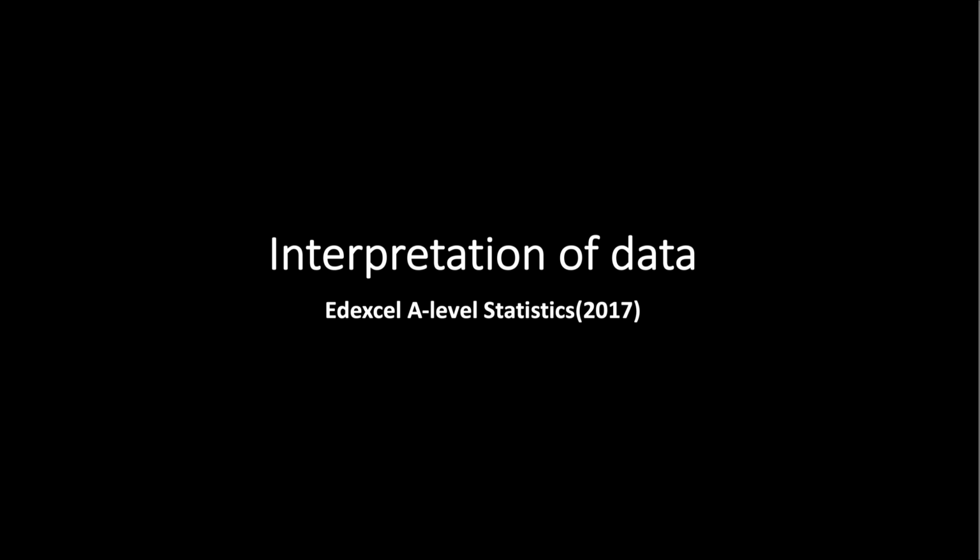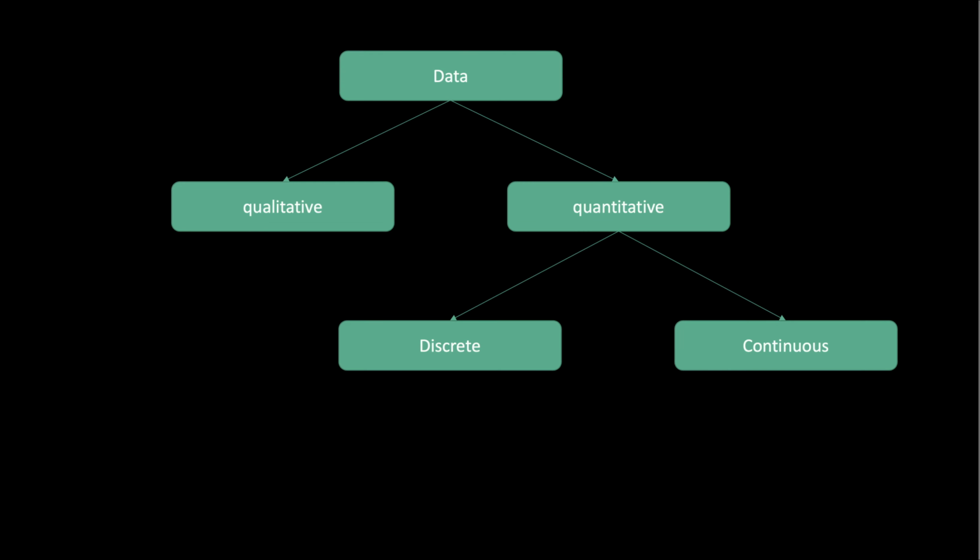In this video, we will be studying data and how to interpret and analyze different types of data. Data is categorized into two main types, qualitative data and quantitative data. First, let's look at qualitative data. Qualitative data is data that can be observed and recorded.